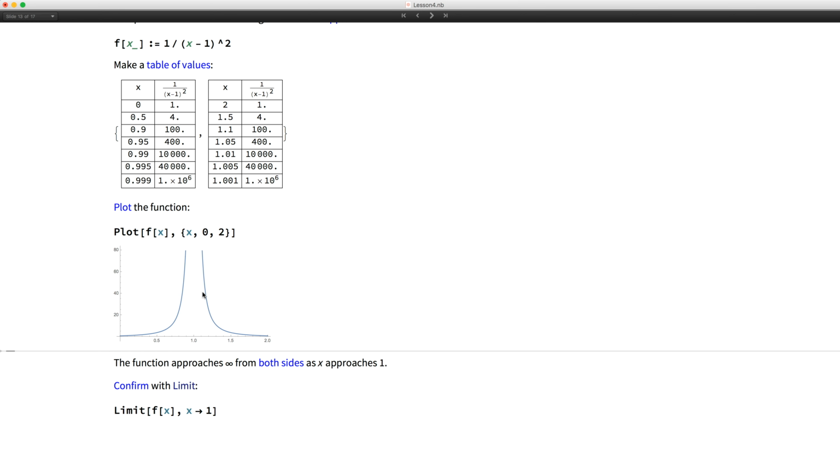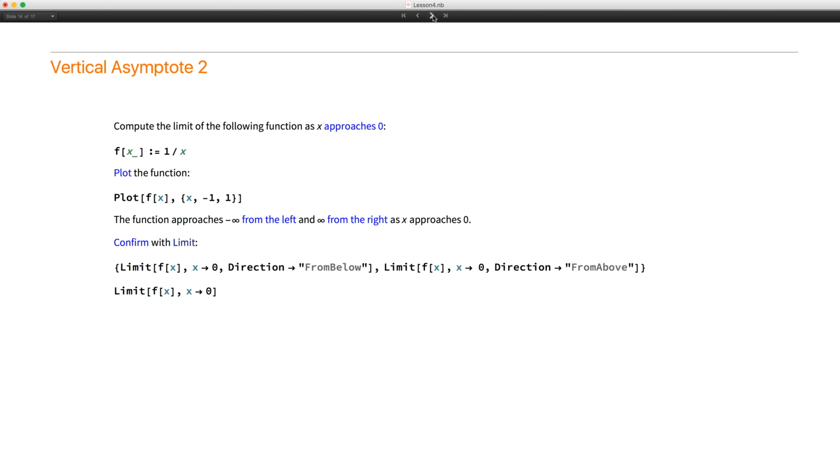Well, if it's infinity on either side, then the limit is infinity. So the limit says, yes, the limit is infinity at 1. So that's what we call a vertical asymptote. It's a kind of vertical line that shows you the function is becoming infinite on both sides in this case. But you could also have a slightly different behavior.